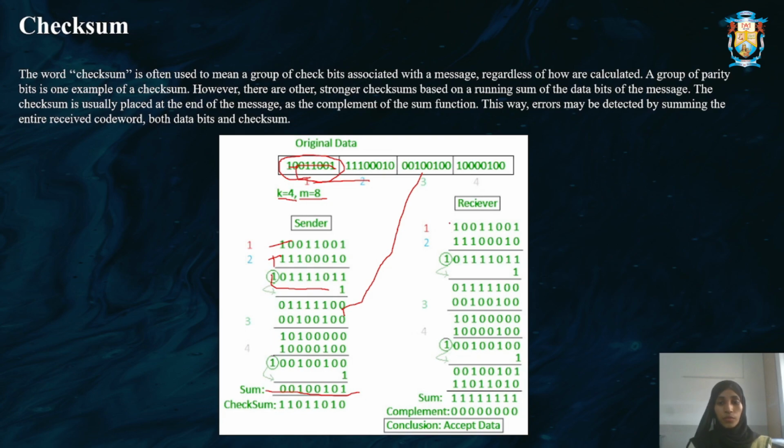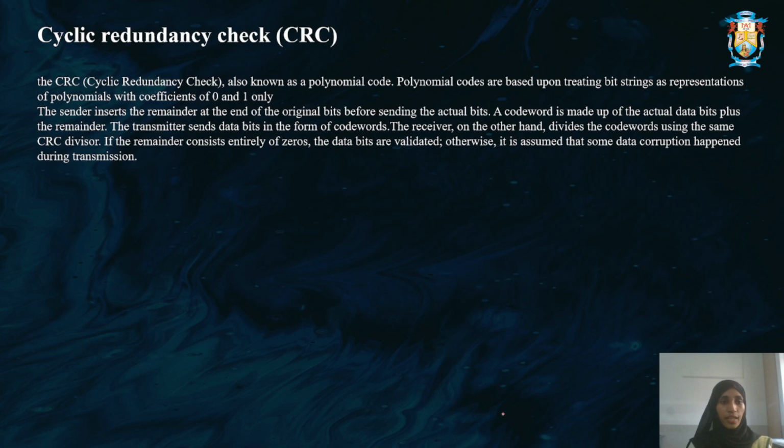We do the same thing for the receiver also. Here, up to the sum, we do it the same way. Later we calculate the sum with the checksum, and we get the value as all ones. After taking the complement, if the result is all zeros, the data is accepted, and if there are ones, the data is rejected. This is the checksum. Next is the cyclic redundancy check.